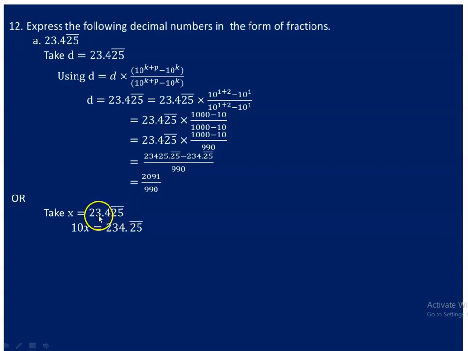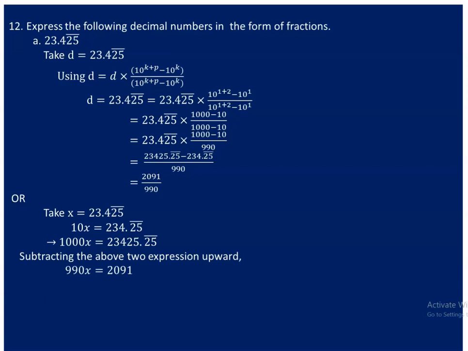And what will happen? 23,425.25 having a bar over them will come. And it will be like this: 1000x equals 23,425.25 having a bar. So now the direct difference can be obtained. If you directly subtract these two, the digits after the decimal can cancel each other because they're identical. And instead of taking the difference downward, let's take the difference upward, just to eliminate negative expressions. So 1000x minus 10x is going to be 990x, okay?